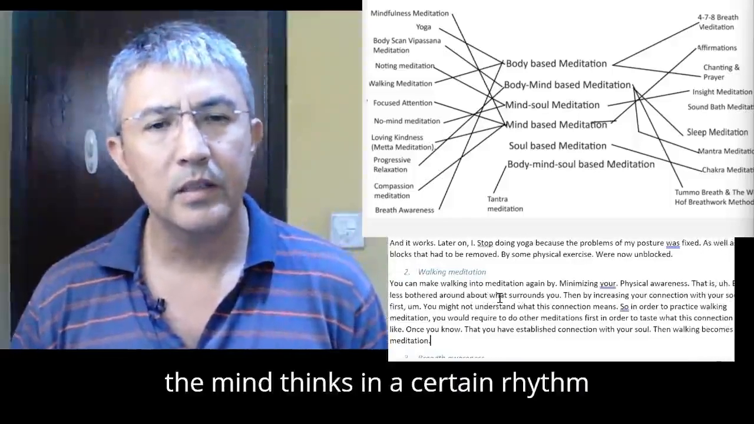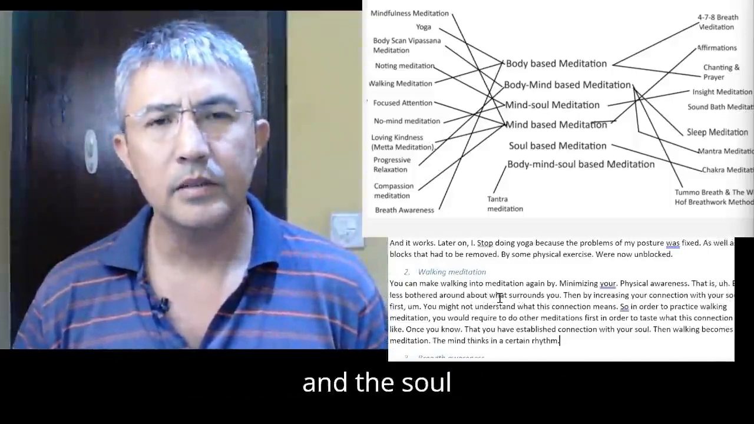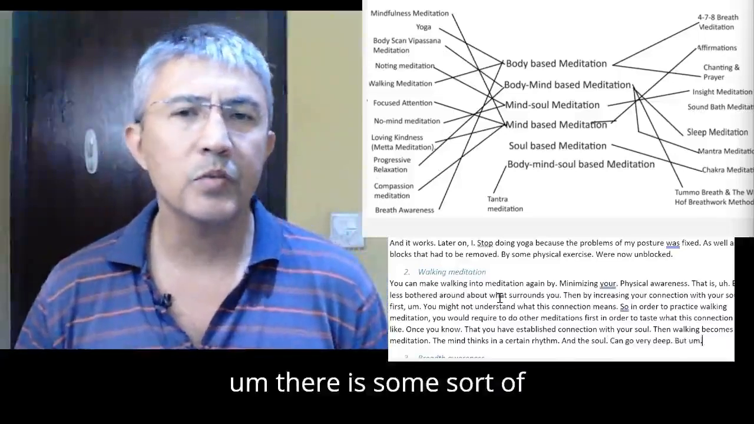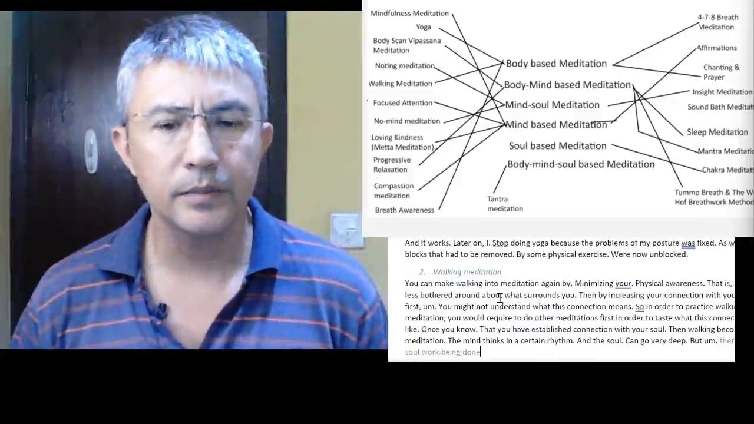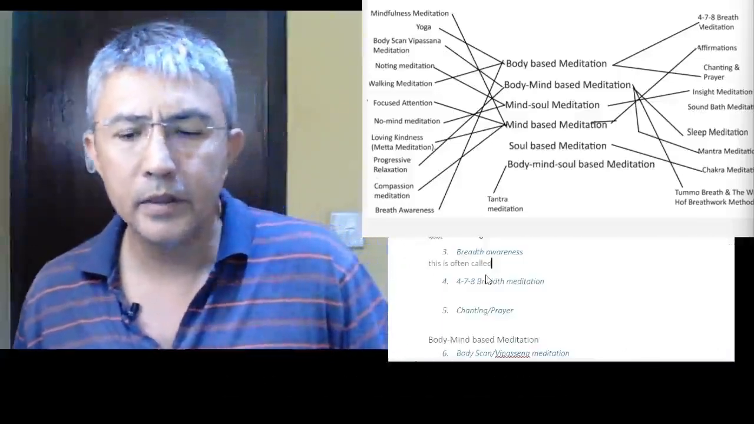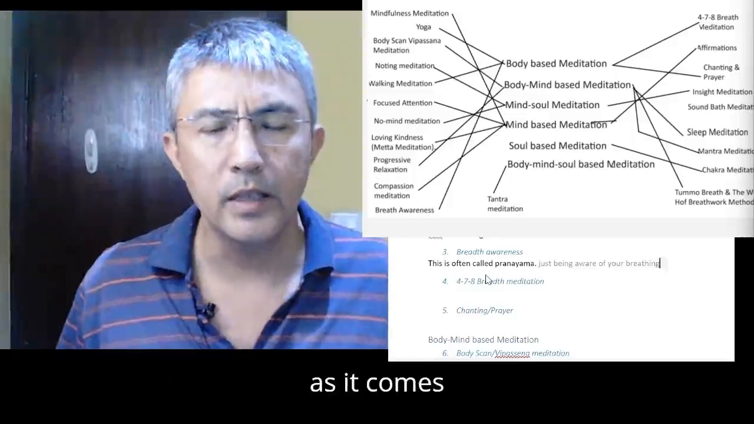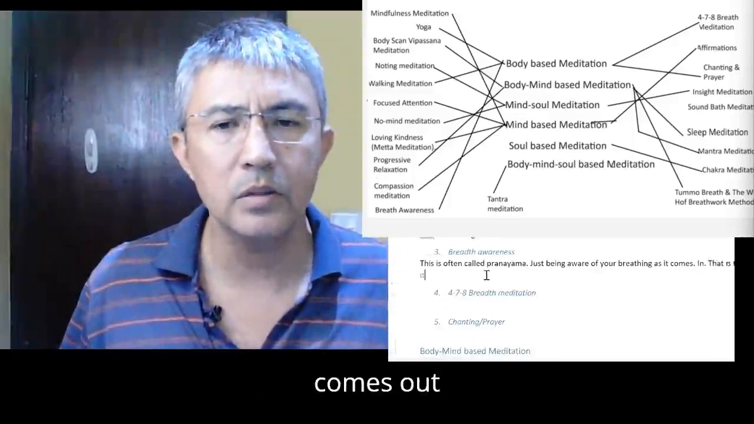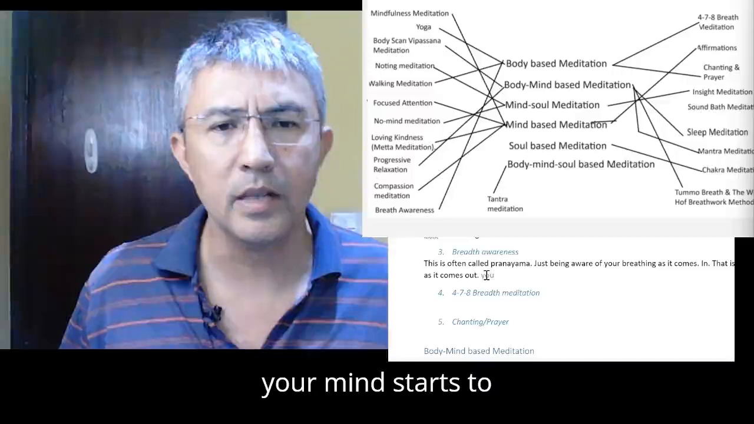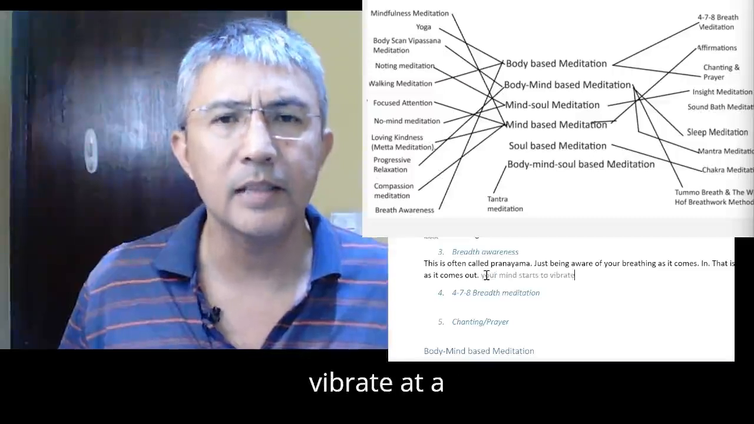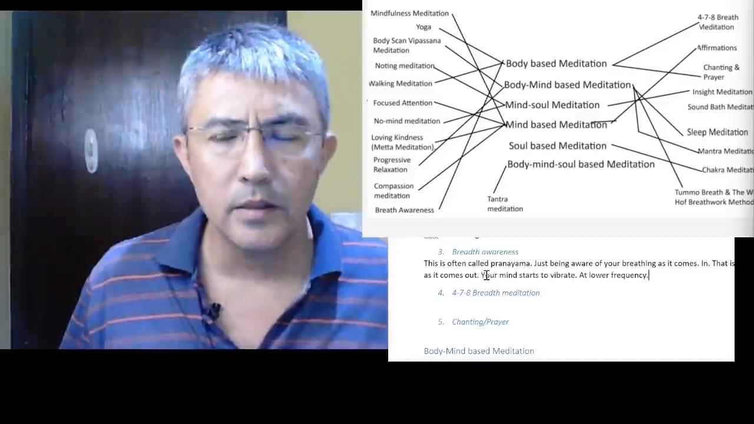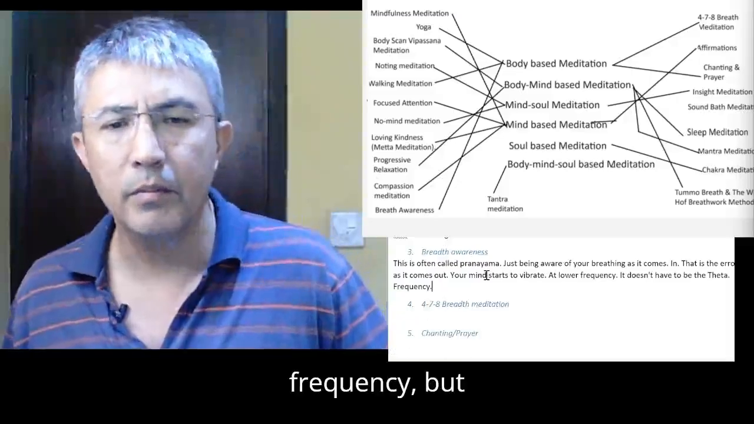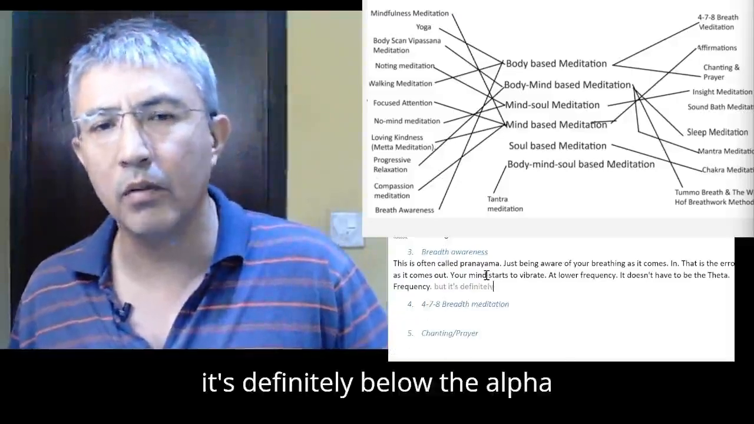The mind thinks in a certain rhythm, and the soul can go very deep, but there is some soul work being done here. This is often called pranayama, just being aware of your breathing as it comes in, that is the air, and as it comes out. Your mind starts to vibrate at a lower frequency. It doesn't have to be the theta frequency, but it's definitely below the alpha frequency.